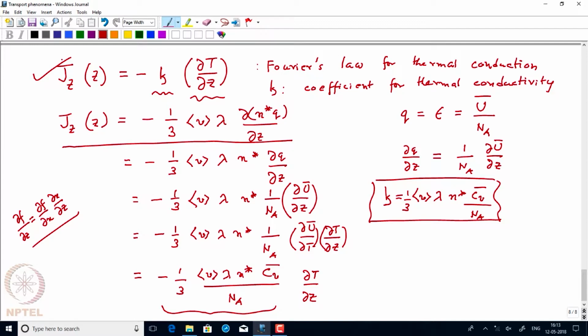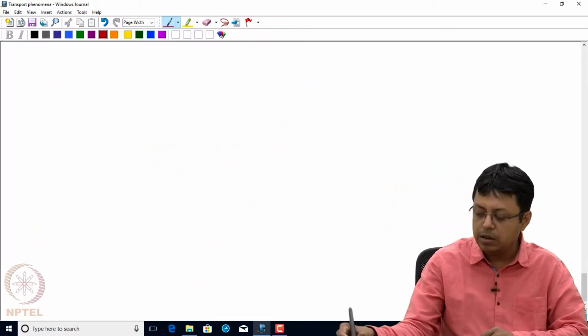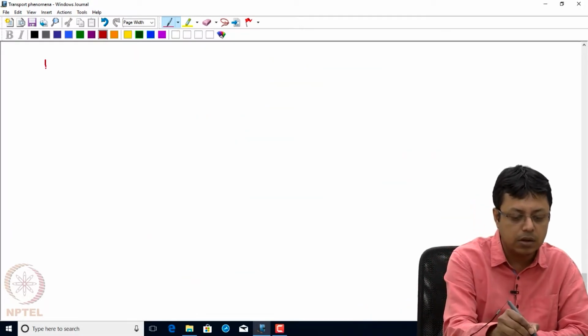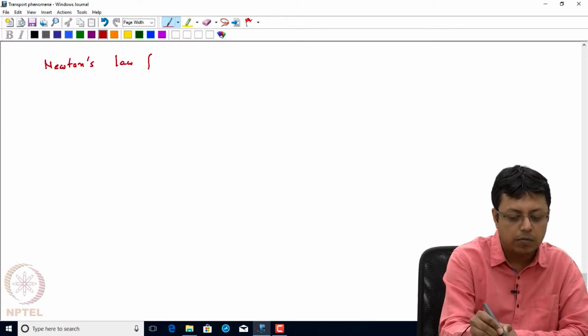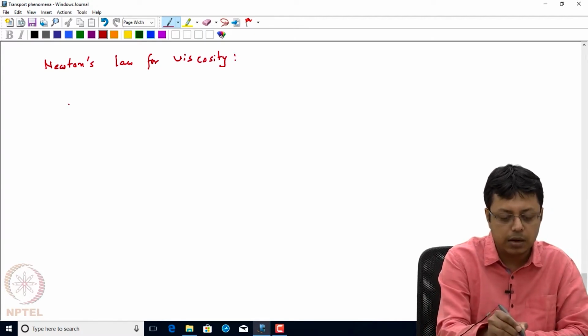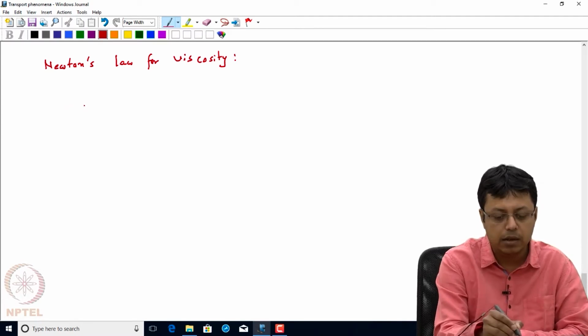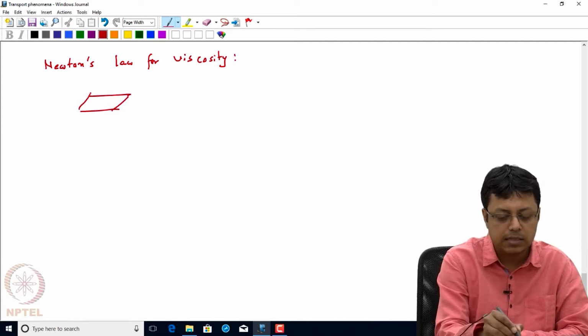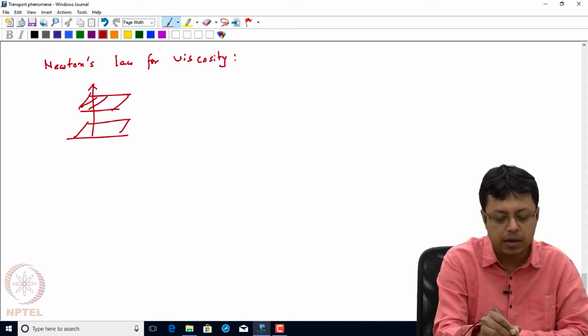viscosity. Now for viscosity there is a relation, and it's known as Newton's law for viscosity. So let's see the formula, Newton's law for viscosity. Before I write down the law, let me tell you what is transferred when you talk about viscosity. Now suppose again along the z-axis I have several layers which are separated by a distance equivalent to the mean free path.